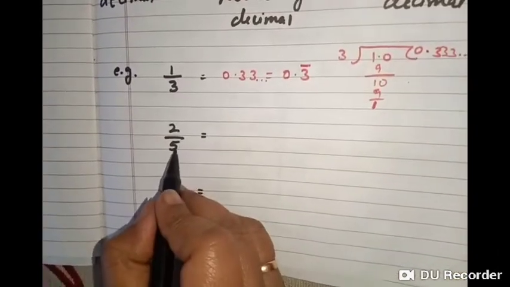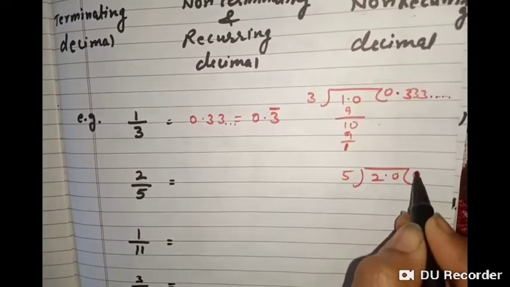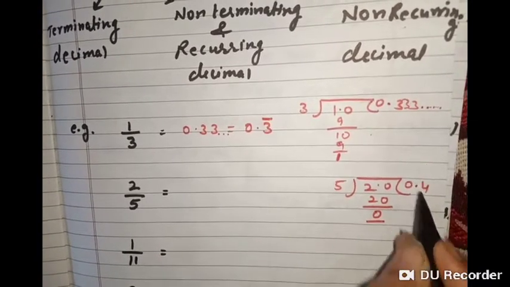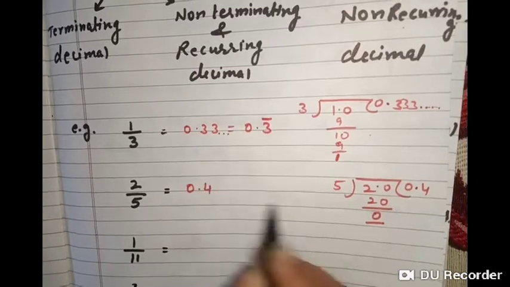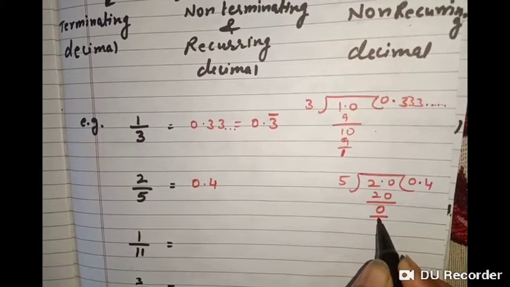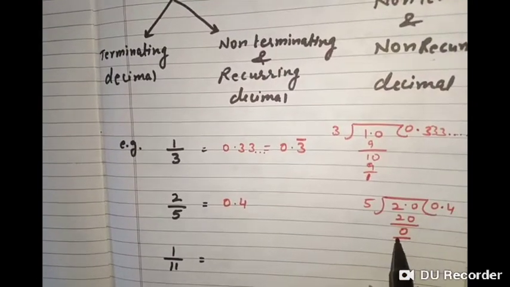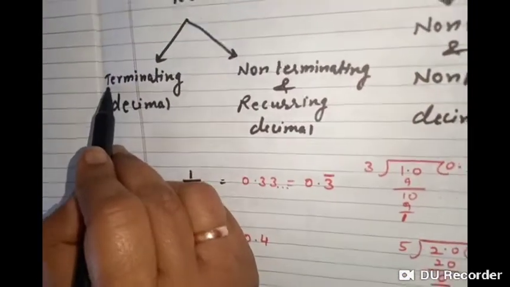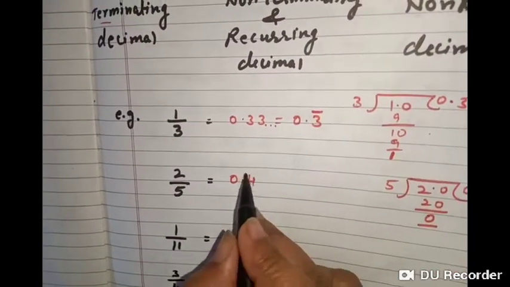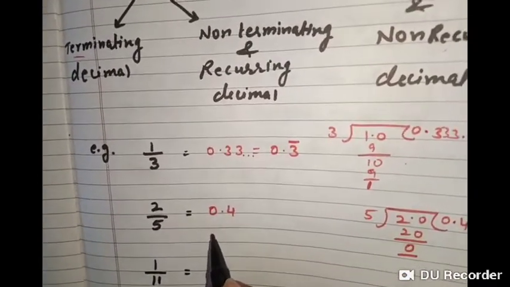Now one more example. If I divide 2 by 5, I will get 0.4. So the answer of this is 0.4. And here I am getting the remainder 0. Remainder 0 means I cannot divide it further, and the meaning of this is that it is terminating. It terminates. So this is an example of a terminating decimal, 2 by 5. No dots, no bar, and the remainder is 0. The meaning is this is a terminating decimal.